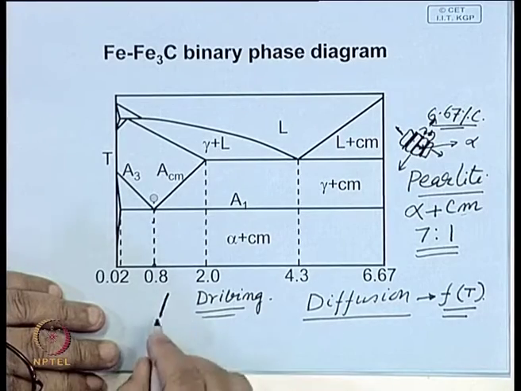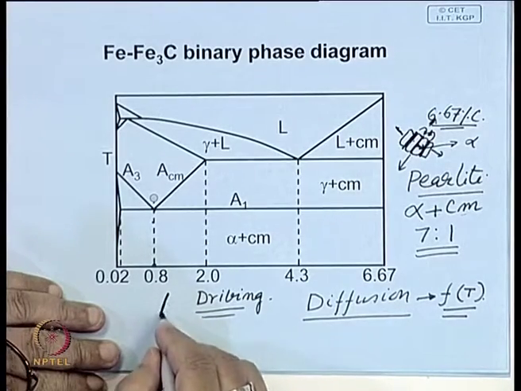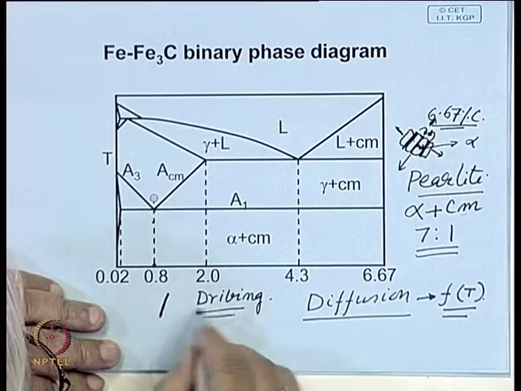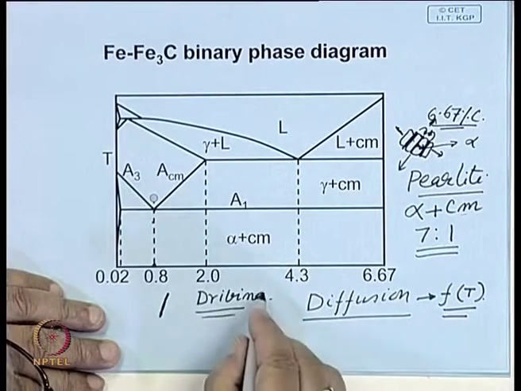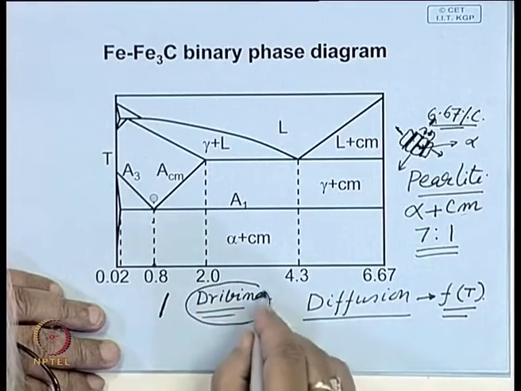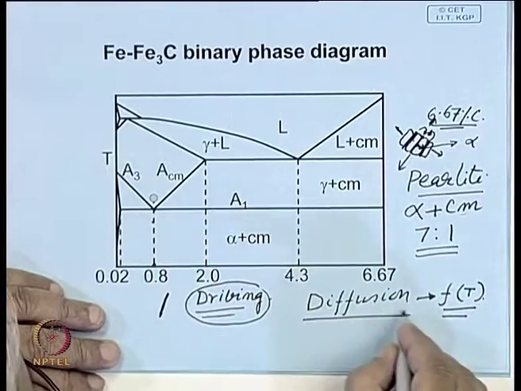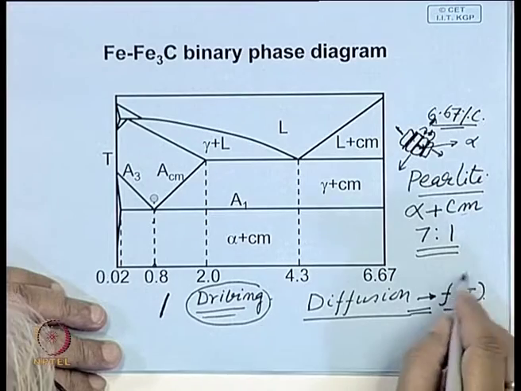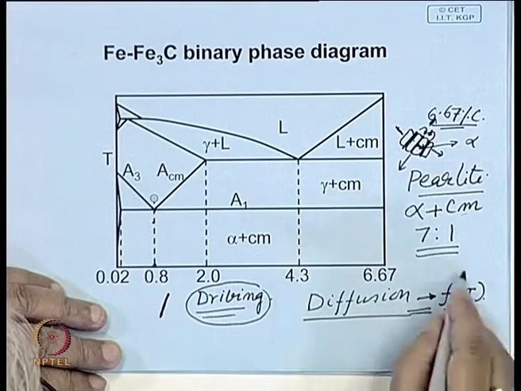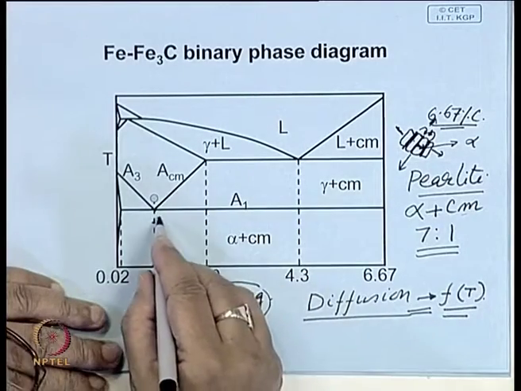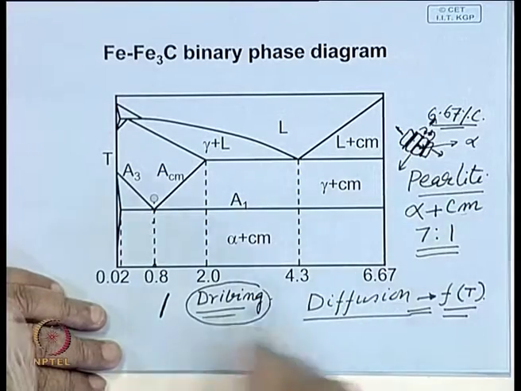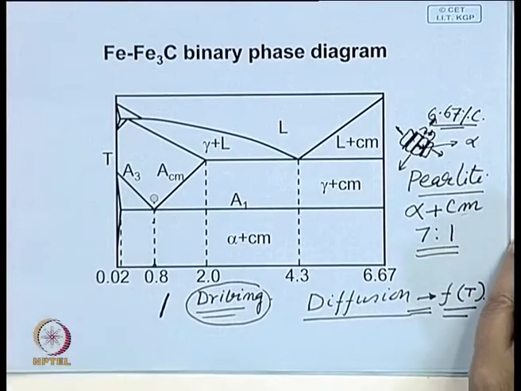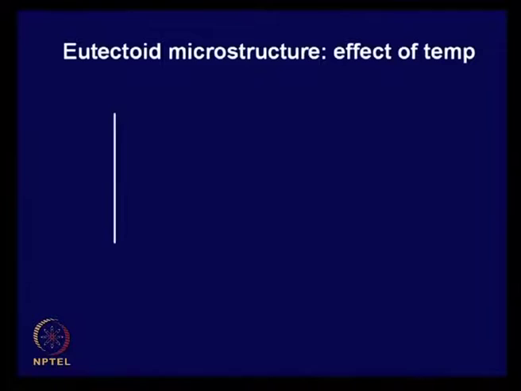Chance of nucleation of cementite particle will be higher. So, that means there are two competing factors. One, you need a driving force to drive the reaction. Second, you have to allow time, or you have to control the temperature, which will allow the carbon to diffuse to form cementite.